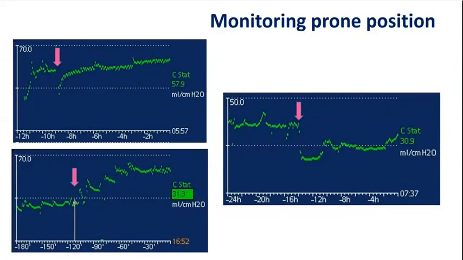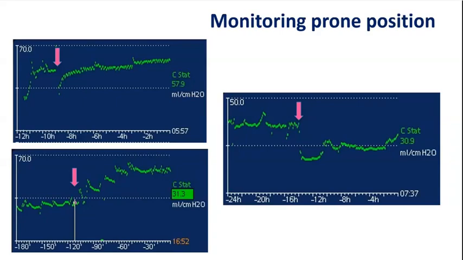Well, how to monitor prone position? Of course, we monitor blood gas, but blood gas almost always improve during prone position by the fact that it improves ventilation perfusion ratio. But then we can also look at the trends of the static compliance along the prone position session. And then you will see several patterns.